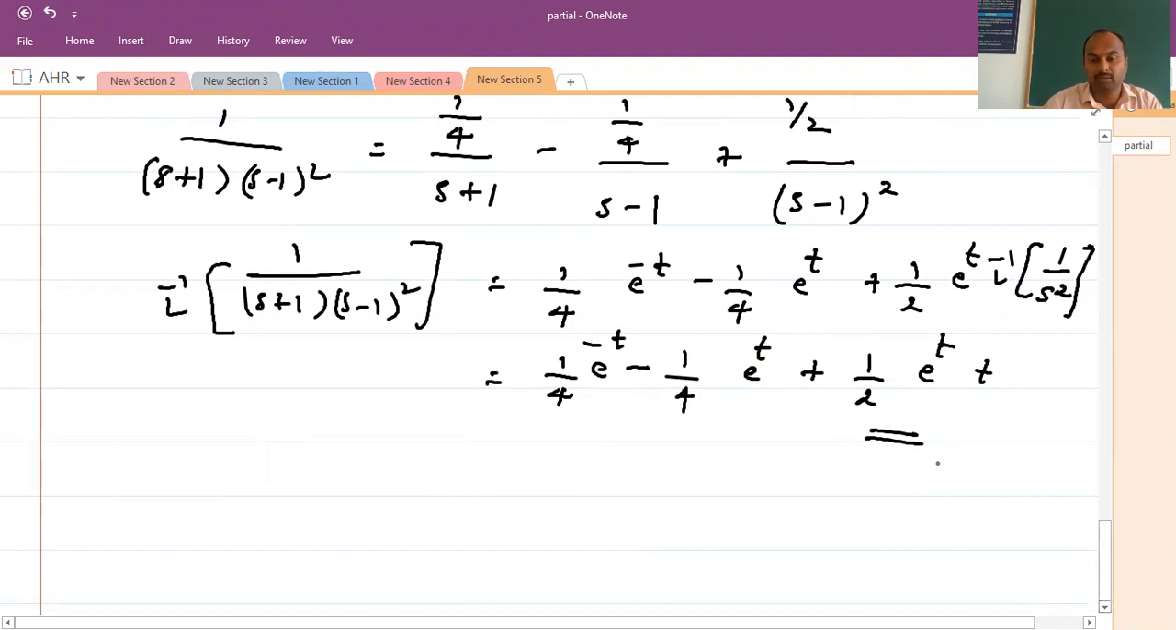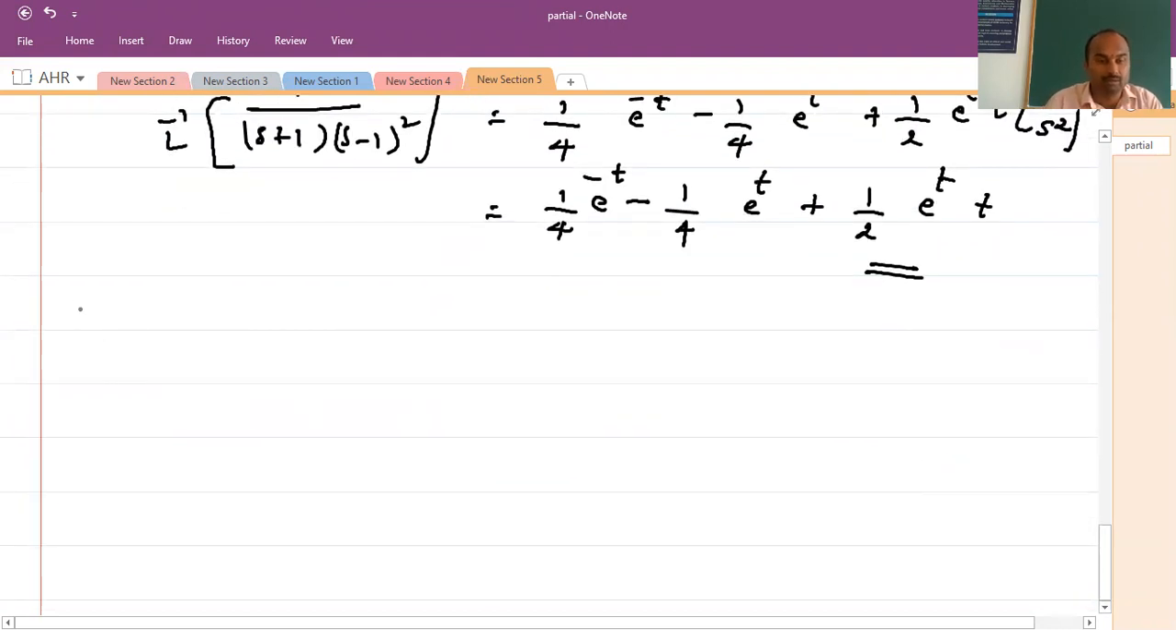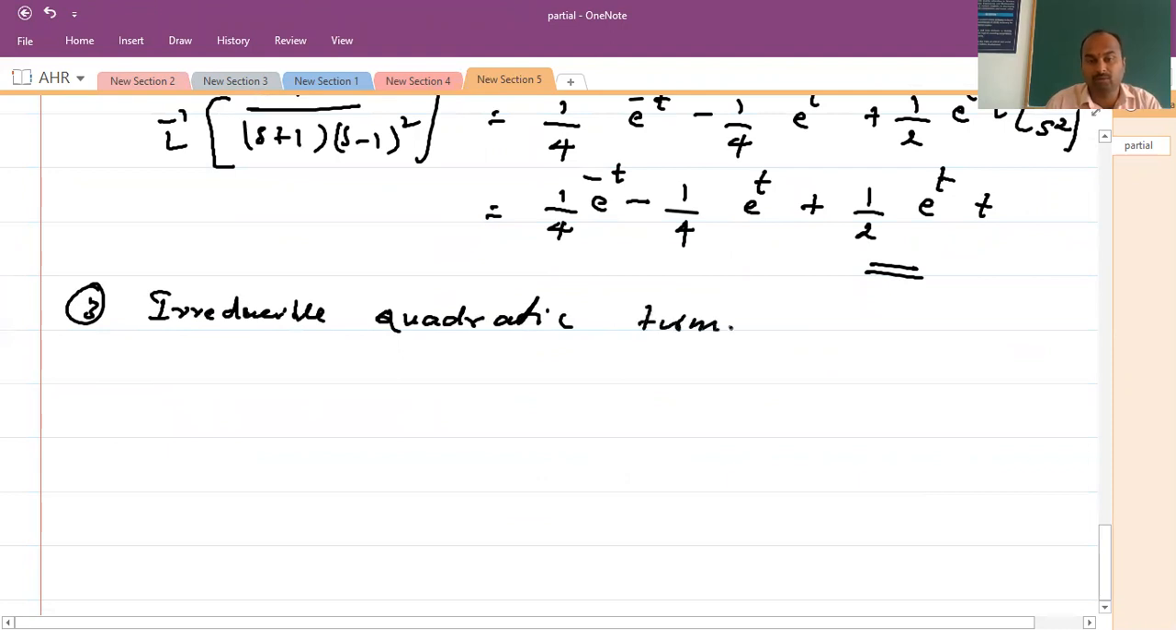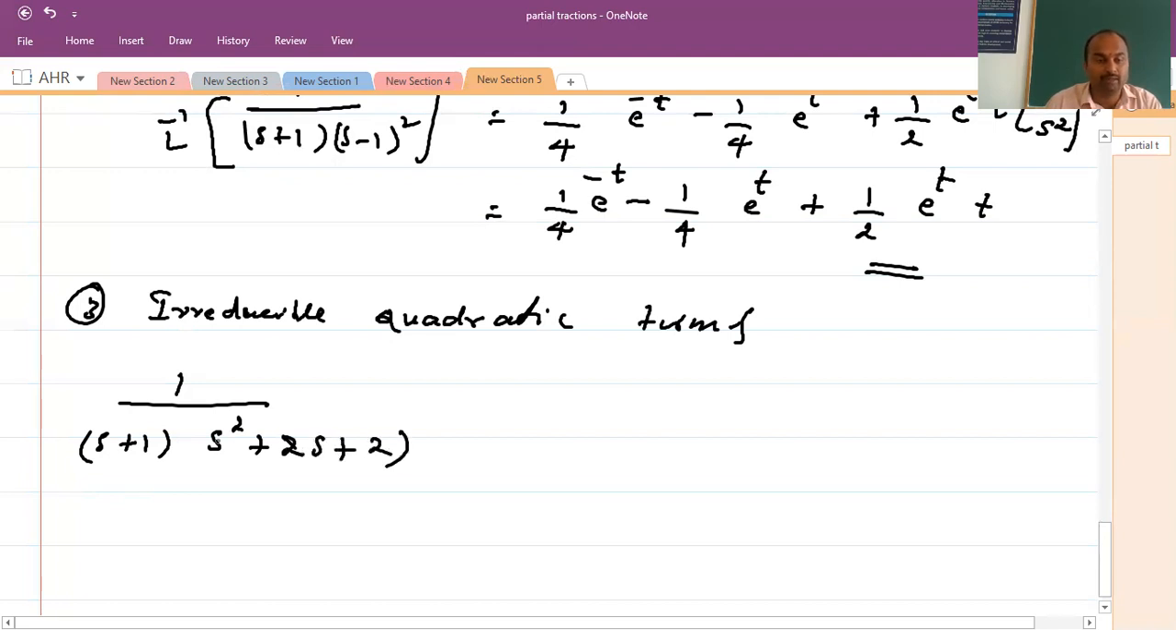So the third one, I'll just give you the definition of how to solve it, so then you can solve it. If the denominator has irreducible quadratic terms, suppose for example, we have 1 by s minus 1 by s plus 1 into s square plus 2s plus 2. You cannot factorize the second term.